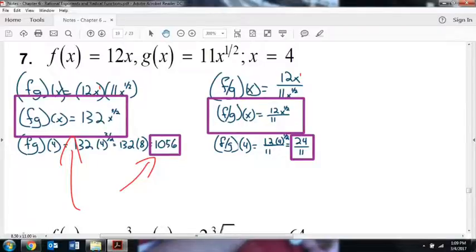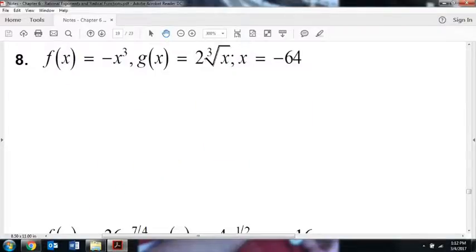Number 8, again, f times g of x. Let's use the right color. fg of x equals the f function, which is negative x cubed, times the g function, which is, if I read correctly, 2 times the cube root of x.